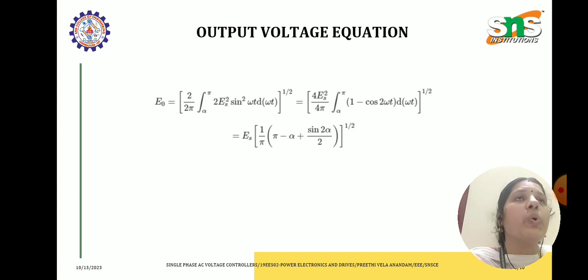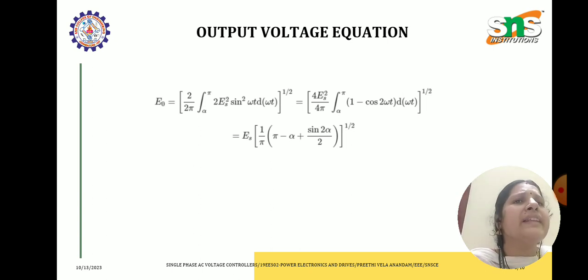the RMS output voltage can be obtained from e0 equals [2 by 2 pi integral from alpha to pi of 2 Es squared sin squared omega t d omega t] to the power of 1 by 2. This is the RMS voltage, equal to [4 Es squared by 4 pi integral from alpha to pi of (1 minus cos 2 omega t) d omega t] to the power of 1 by 2. When you solve this, we get Es into [1 by pi (pi minus alpha plus sin 2 alpha by 2)] to the power of 1 by 2. This is the RMS output voltage equation of a single phase AC voltage controller using the R load.